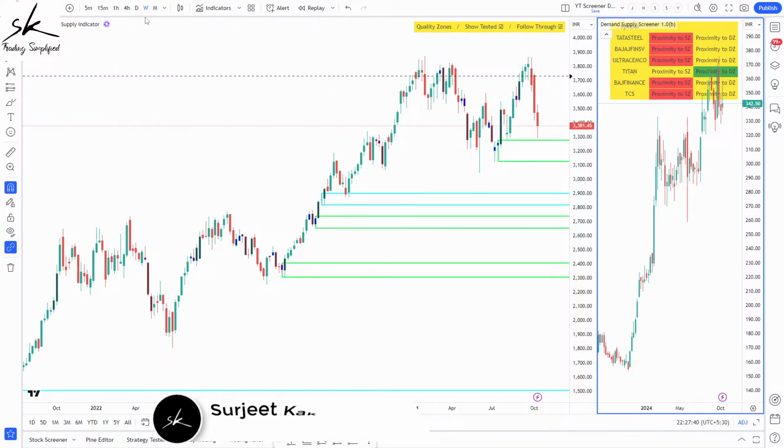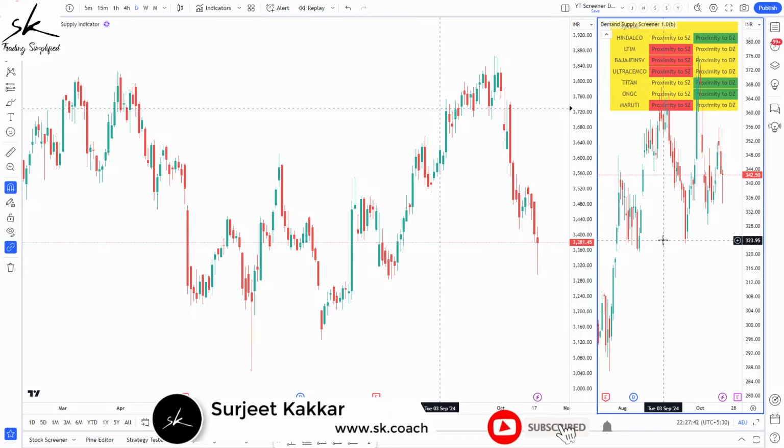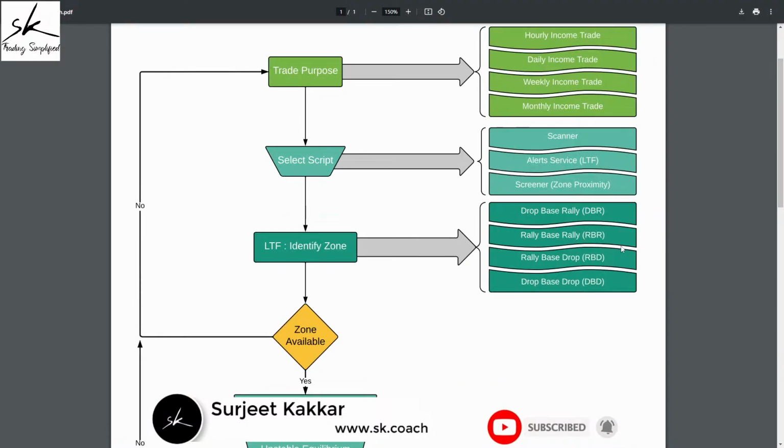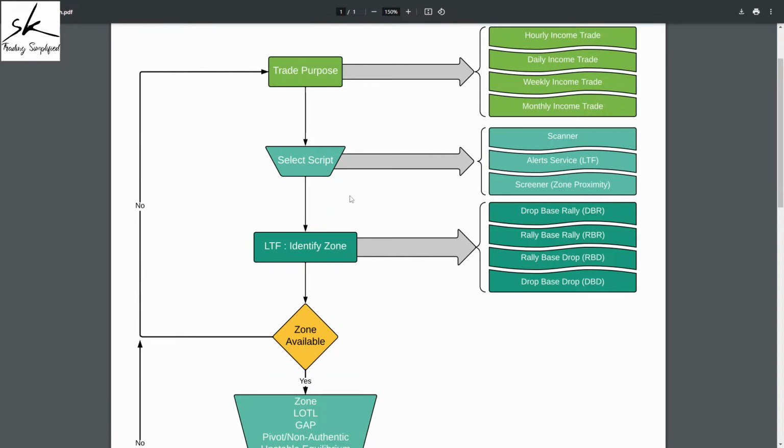So this is how the screener basically works. It has nothing to do with the zones which are getting formed on the current day. It has to do with the proximity of the current candle to a zone which might have formed today or a number of days, months, or years ago.